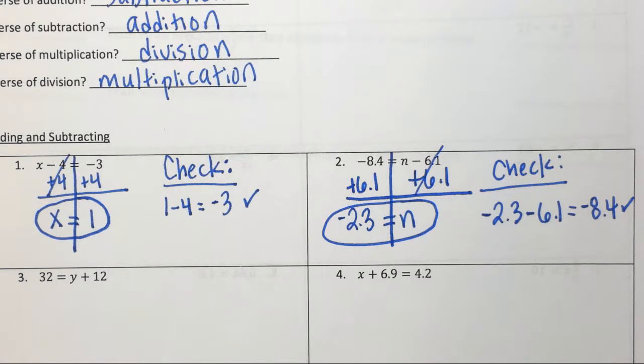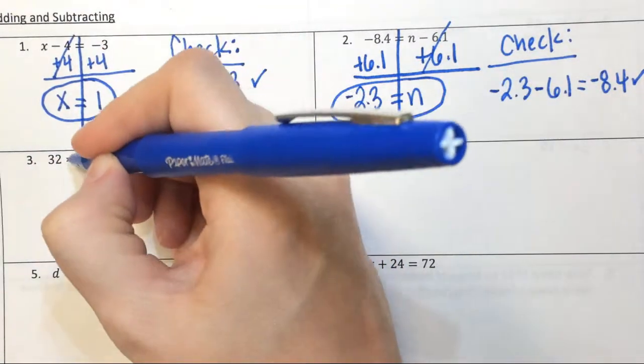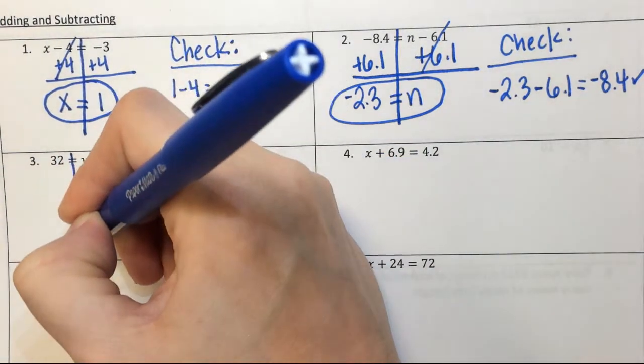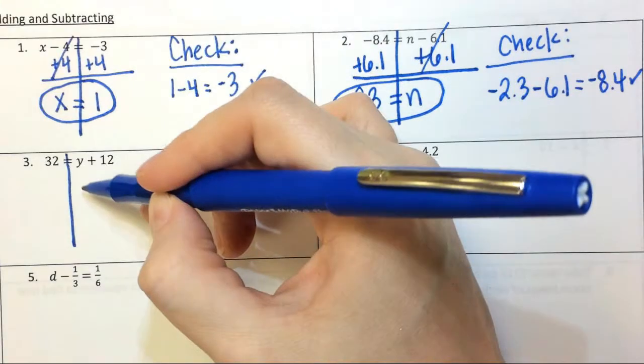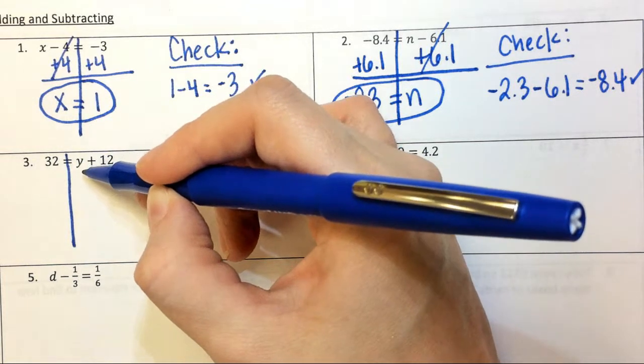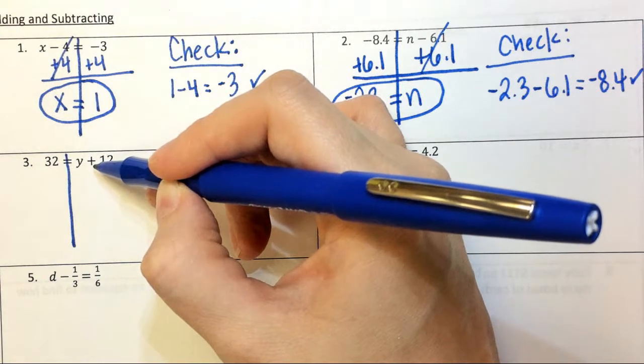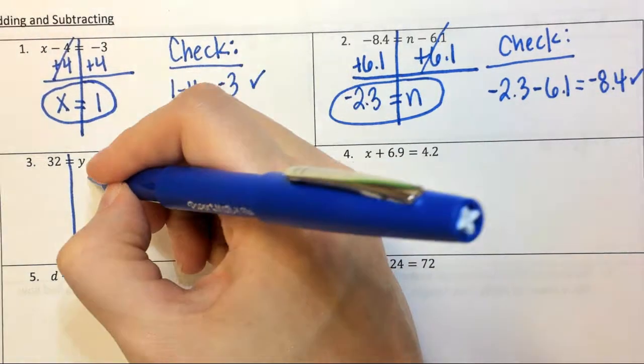Okay, look at number 3. I'm going to draw the line. My variable's on the right side this time. I've got to get rid of the number that's on the same side as my variable. So I got to move the plus 12. So then I'm going to subtract 12.